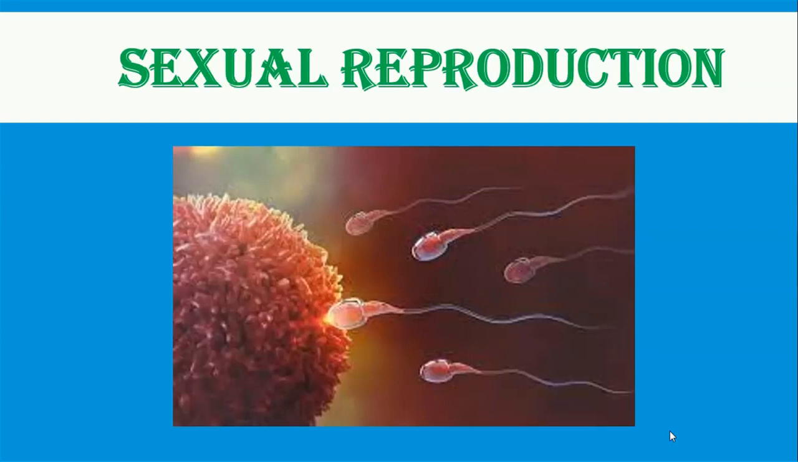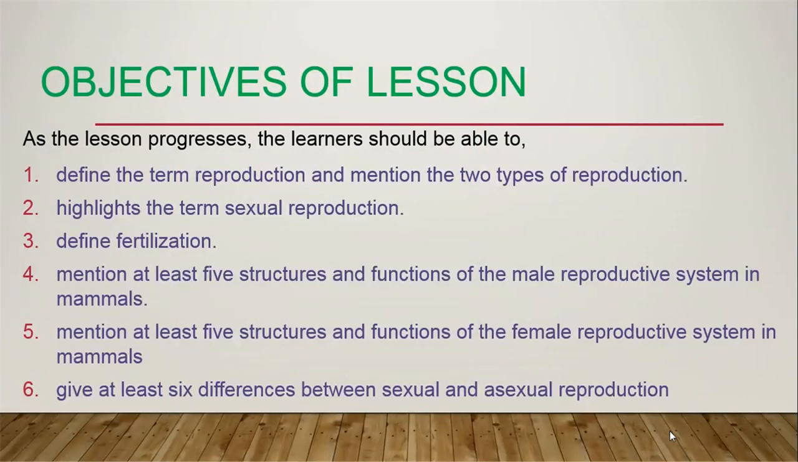Today we are discussing the topic sexual reproduction. Objectives of lesson. As the lesson progresses, the learners should be able to: 1. Define the term reproduction and mention the two types of reproduction. 2. Highlight the term sexual reproduction.